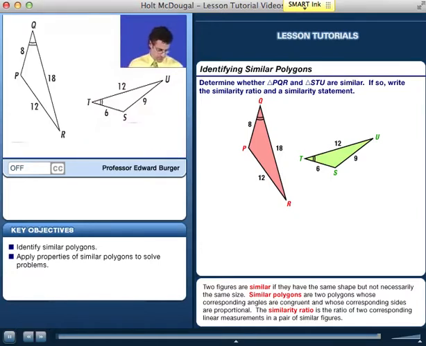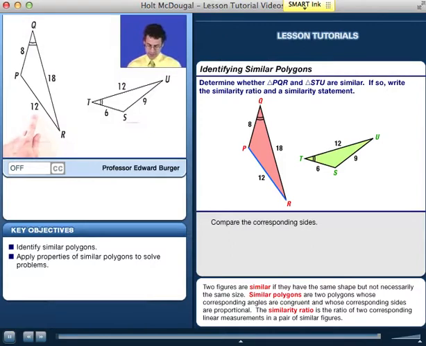So, let's take a look at the side opposite the Q, which is 12, and compare that to the side opposite the T, which is 9. So we see 12 over 9. And let's simplify this a little bit. So we can take out a 3. I guess there's a common factor of 3 on the top and the bottom. So I have 4 over 3. And so that's that ratio.